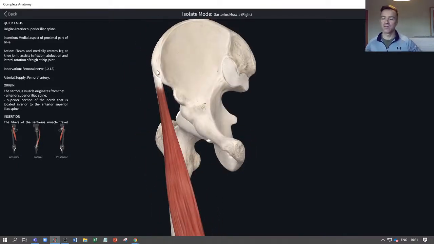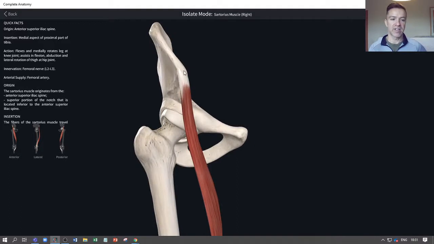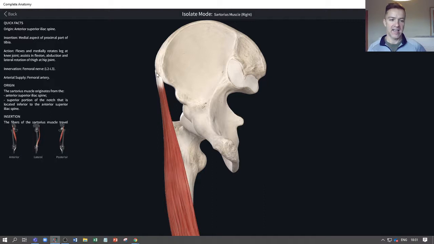If you were to ask someone to put their hands on their hips at the front, they will instinctively point to this bony bit, the bony bit of your hip that sticks out at the front. That is known as your ASIS, your anterior superior iliac spine. ASIS, anterior superior iliac spine.